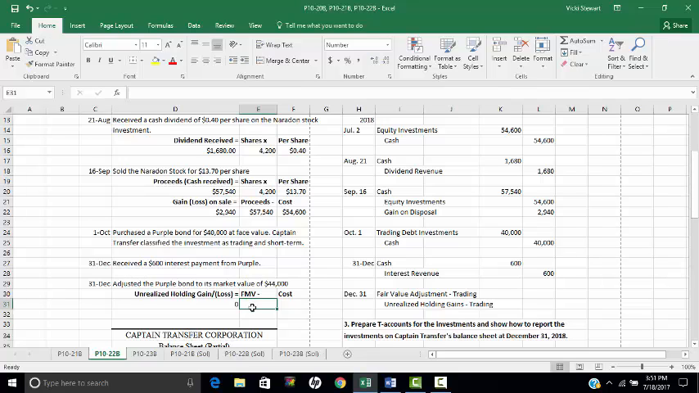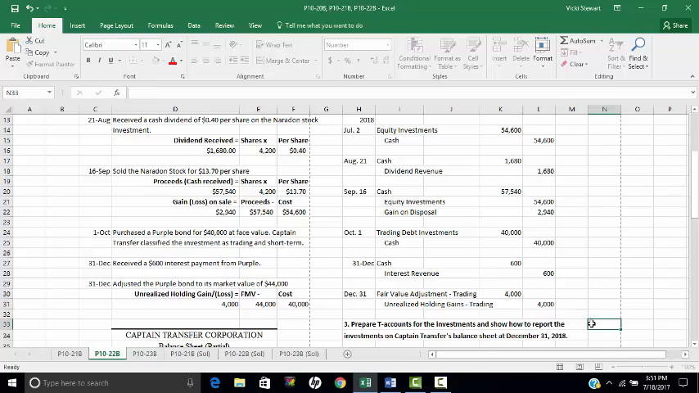So at the balance sheet date, we need to record either an unrealized holding gain or loss on this security. So the fair market value is $44,000. We paid $40,000 for this security. So we need to record an unrealized holding gain of $4,000. So to do that, we're going to debit fair value adjustment trading for $4,000. And we're going to credit unrealized holding gains trading for $4,000.